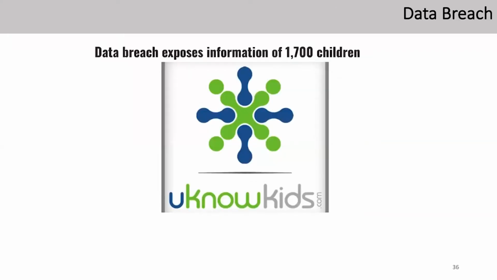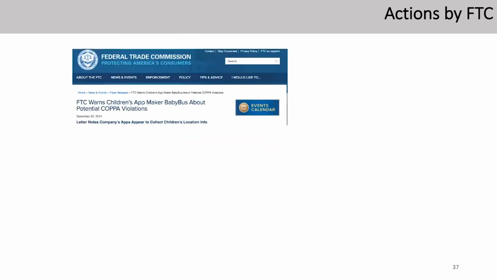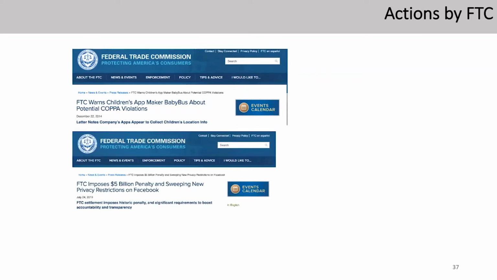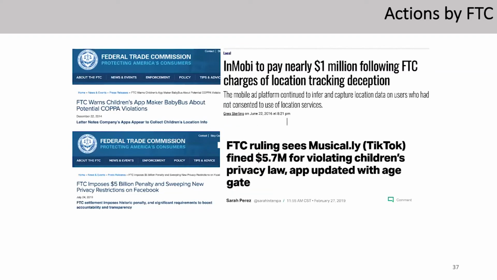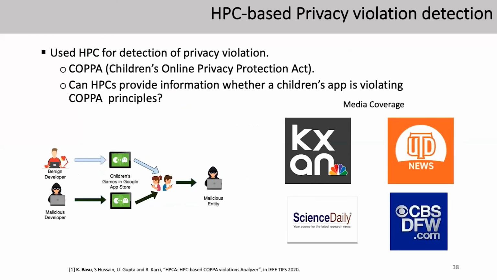Okay. There was a data breach at Kids, an infotainment website, that exposed information of 1,700 children. So what does the Federal Trade Commission, or the FTC, do? The FTC takes a lot of actions. For example, the FTC warned children's app maker Baby Bus about COPPA, and we'll talk about COPPA. There's a $5 billion penalty that was put on Facebook recently. InMobi had to pay $1 million. And TikTok was fined $5.7 million for violating children's privacy.